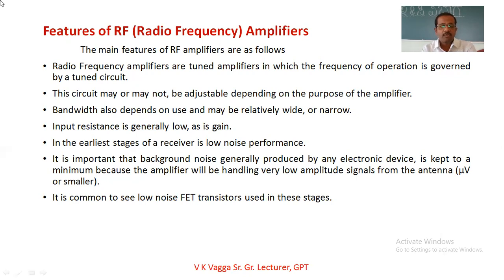In that way, this circuit may or may not be adjustable, depending on the purpose of the amplifier. The bandwidth also depends on the use, and may be relatively wide band or narrow band. What the bandwidth is depends on the application, either whether it is used for FM or for AM, etc. It is based on that that it is going to be used.